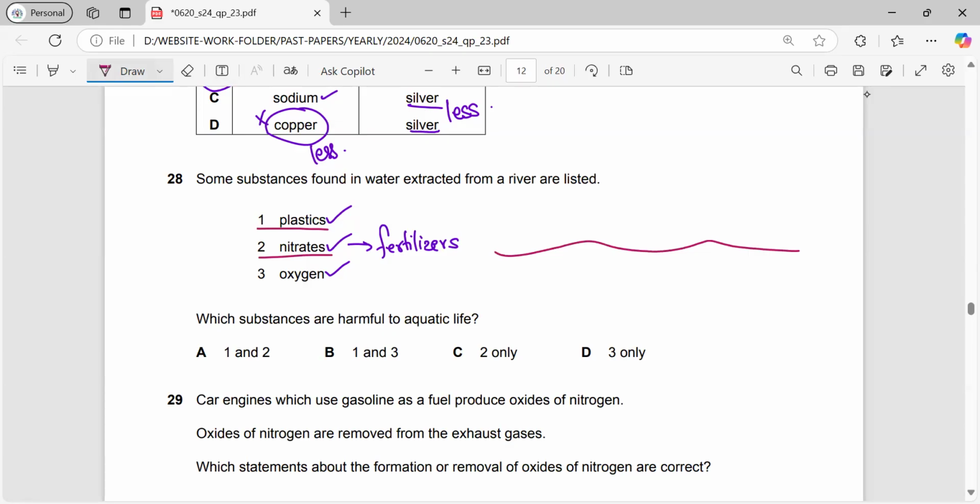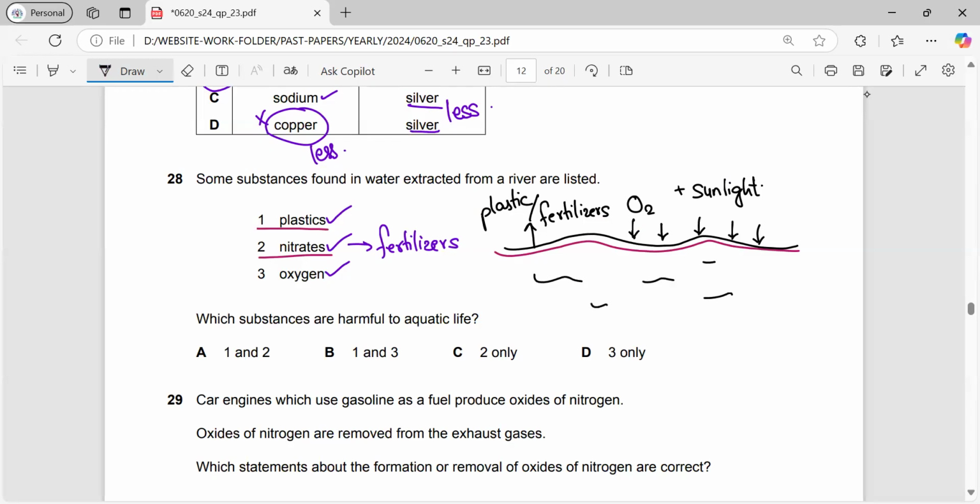the surface of the ocean, they block the entry of sunlight and oxygen. So in the ocean, if there is a layer of plastics, they accumulate at one place, or if the fertilizers get washed off from the field and come to the river, they form a barrier, and they block the entry of oxygen and sunlight. So oxygen and sunlight will not be able to get dissolved into the water, and the marine aquatic life will get affected. So 1 and 2.